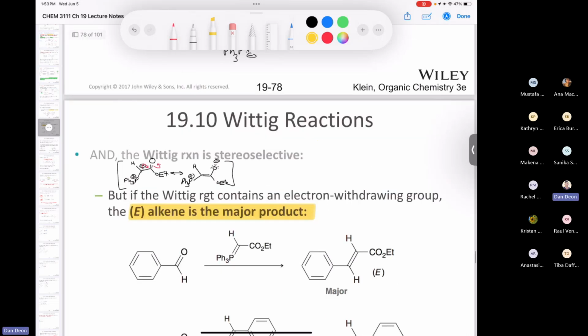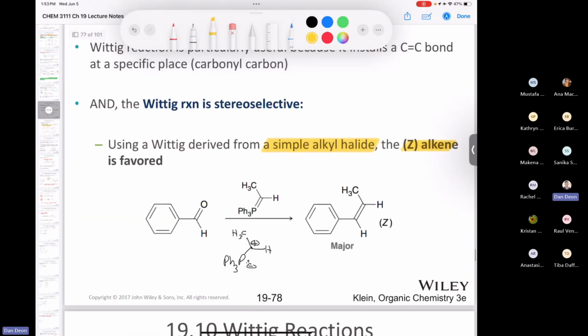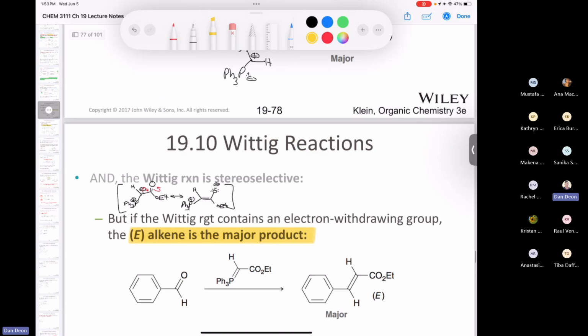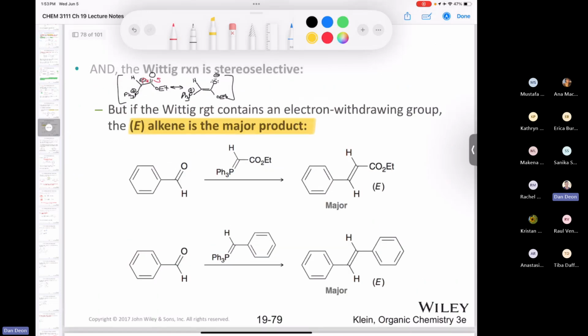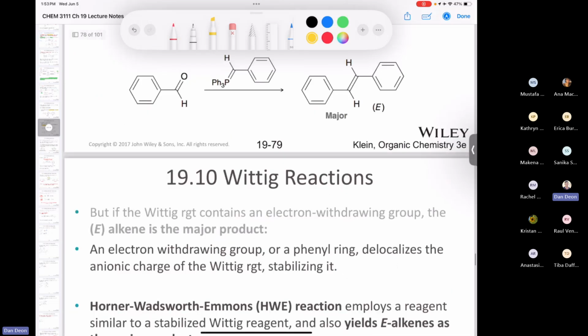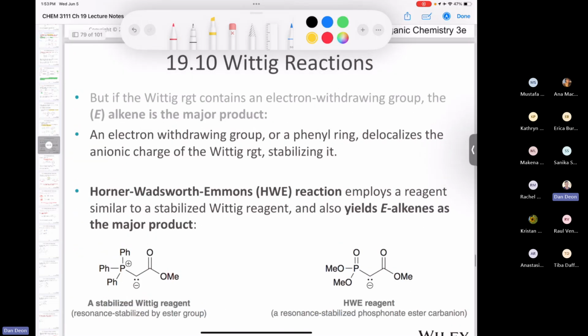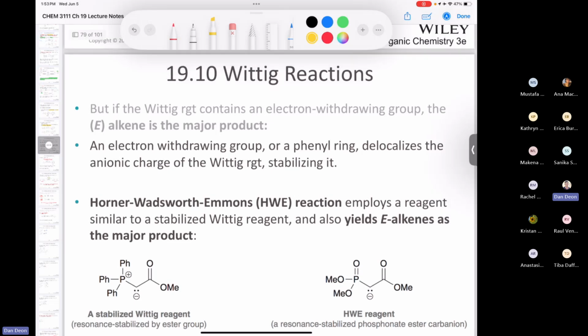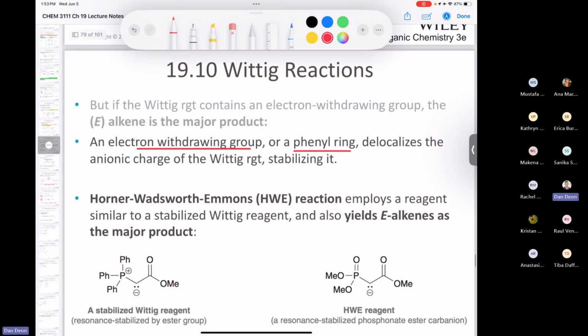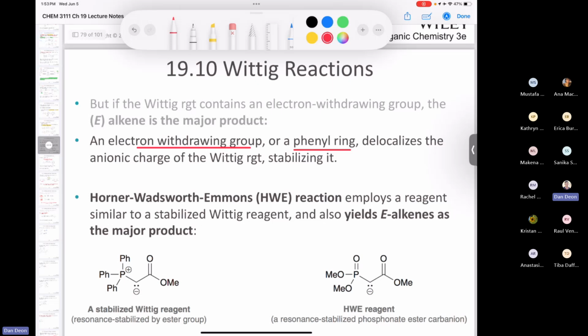What you need to know is that if you have a simple alkyl group, you're going to get the Z product. And if you have something like an ester or an aromatic ring that can stabilize the carbanion, in that case, you're going to get the E product, the Entgegen. Just give me a couple more slides and we'll take our first break. It says here, electron withdrawing group, like a phenyl ring, delocalize the anionic charge, stabilizing it. And so in that case, you end up with an E product.